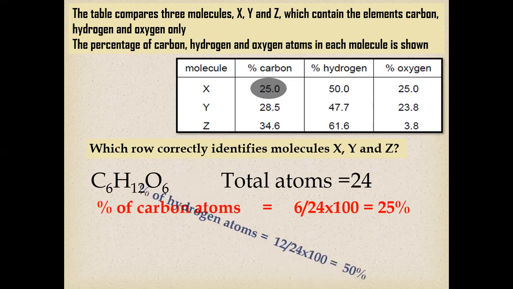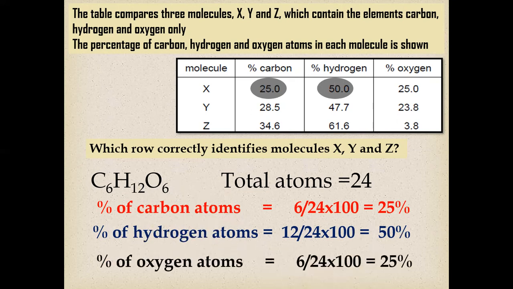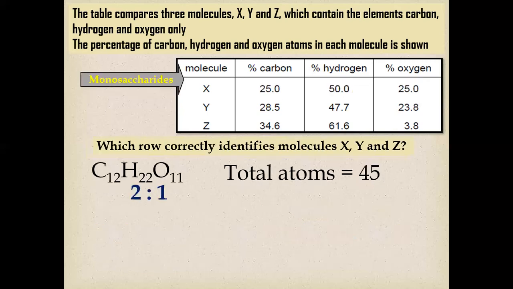Second, the percentage of hydrogen atoms is 50%, and that's according to the given data. The percentage of oxygen atoms is also according to the given data. So this illustrates that the molecule X is the monosaccharide. Why? Because it contains the percentages according to the formula of monosaccharide, C6H12O6.